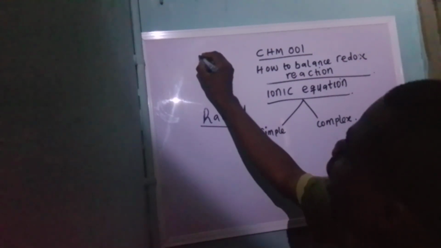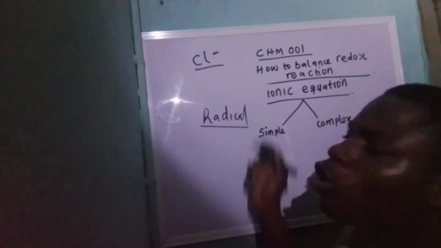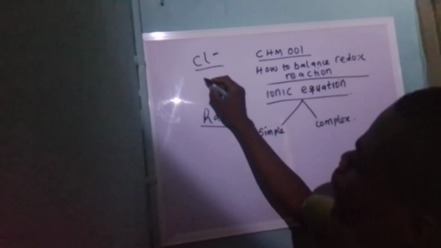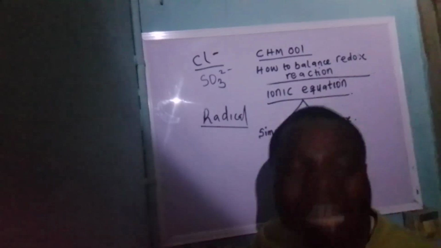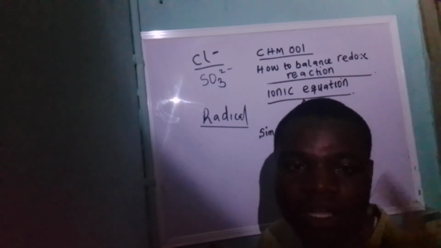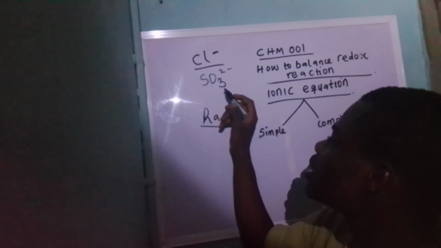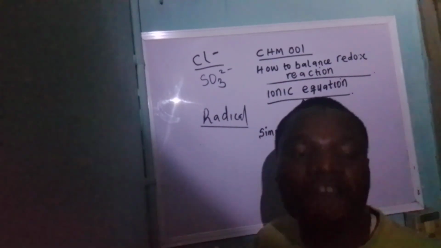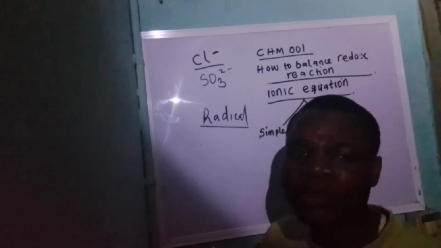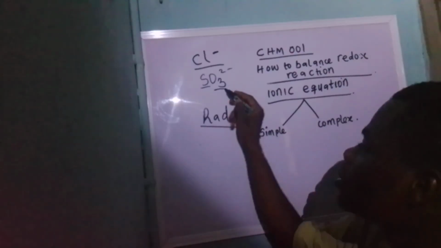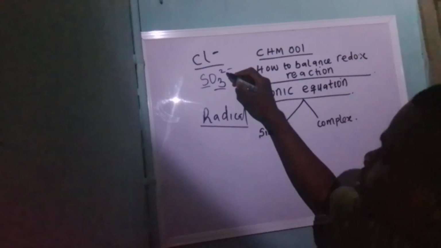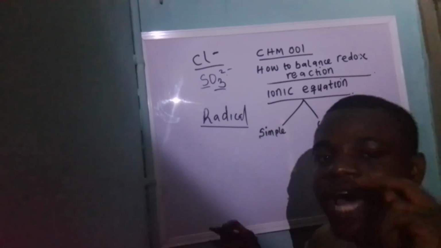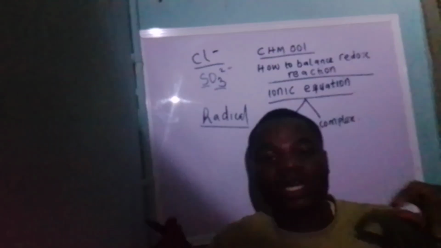For example, if I give you Cl minus, this is called chloride ion. But if I give you SO3 2 minus, this is called sulfite radical, or trioxosulfate(IV) radical. Because a group of elements, sulfur and oxygen, combine together to form the radical, and they possess charge. So any type of equation that contains a radical is said to be a complex ionic equation.